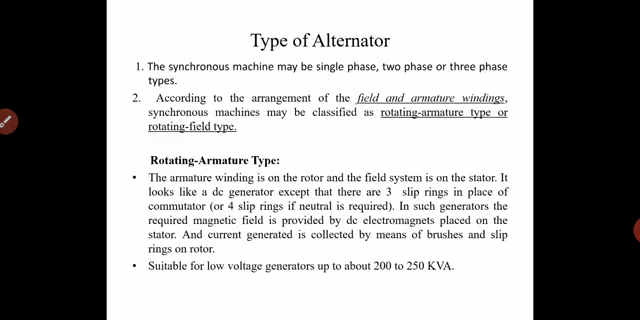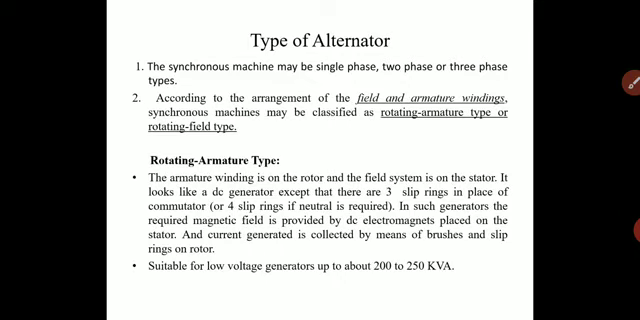Next we see types of alternator. The first classification is that a synchronous machine may be single phase, two phase or three phase type. It is based on the phase. So what is single phase? Single phase provides a pair of output terminals and a single AC output.